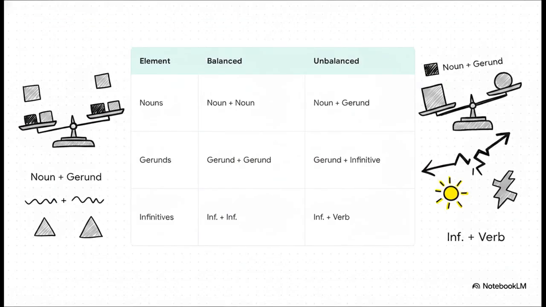Now let's look at that 5th trap we mentioned earlier, parallelism. This is a big one. Think of a sentence like a math equation. It has to balance out perfectly. Equal ideas literally need equal grammatical weight. As you can see, if you use a noun, match it with a noun. A gerund goes with a gerund. An infinitive pairs with an infinitive. If you mix a gerund with an infinitive, well, the sentence becomes totally unbalanced, and unity is instantly destroyed.